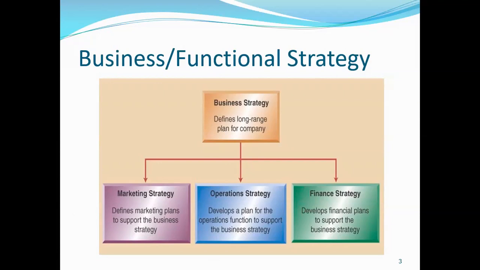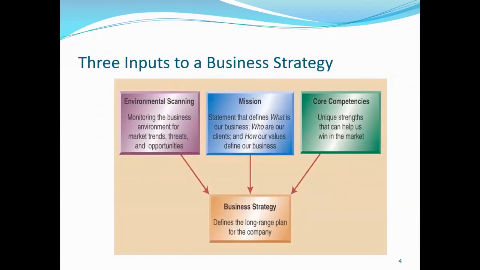So what does that mean when we talk about operations strategy? There are 3 inputs for the business strategy. Okay, we will have environmental scanning, sometimes we call it environmental evaluation. They would analyze the business environment, like what are the new trends, any threats or opportunities out there. And then the mission statement. It defines what our business is, who we are, who we want to serve, and what our value is.